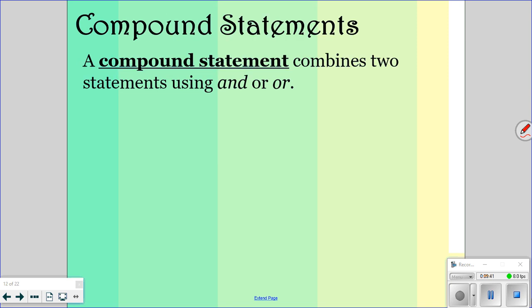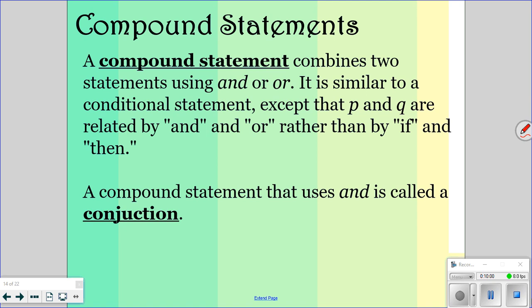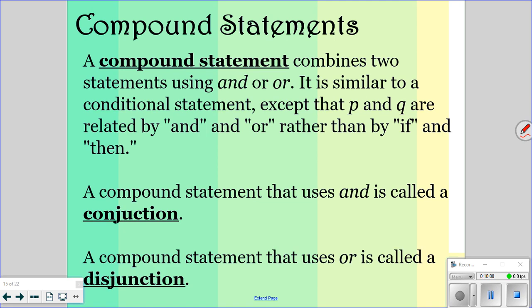Okay, we're going to look at compound statements now. A compound statement combines 2 statements using either "and" or "or". It's similar to a conditional statement, except that instead of having "if" and "then", you have an "and" or an "or". So P and Q, or you would have P or Q. If you have P and Q, that's called a conjunction. And if you have P or Q, that's called a disjunction.